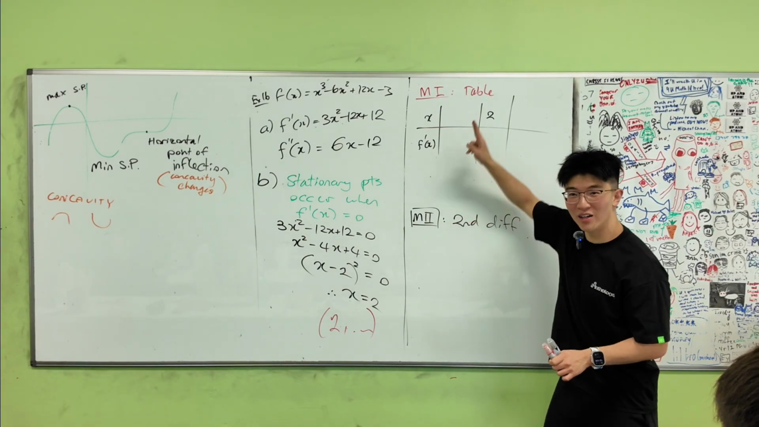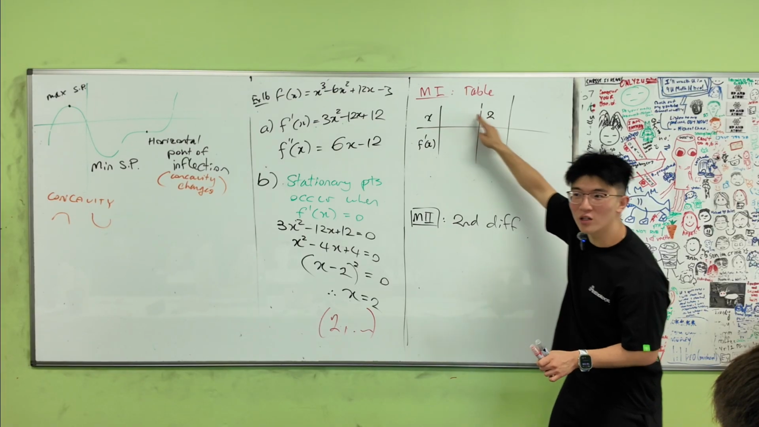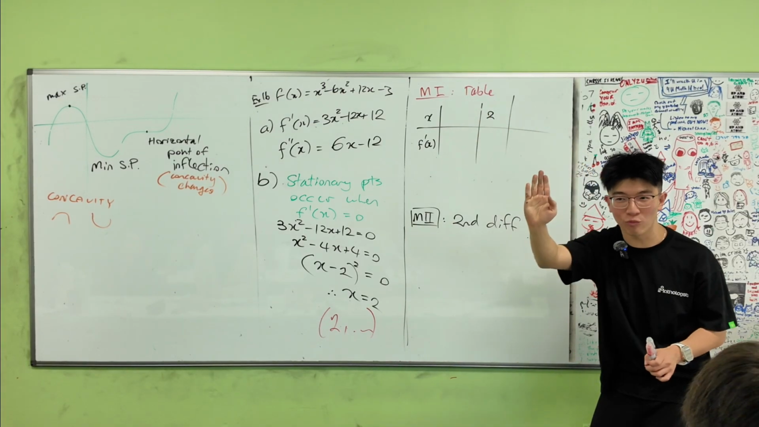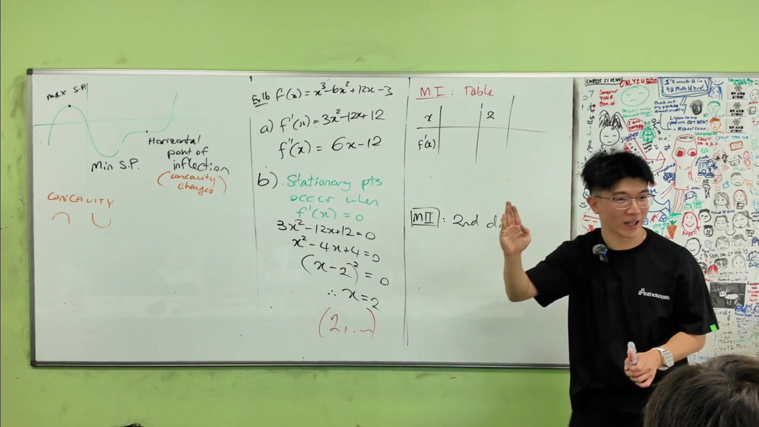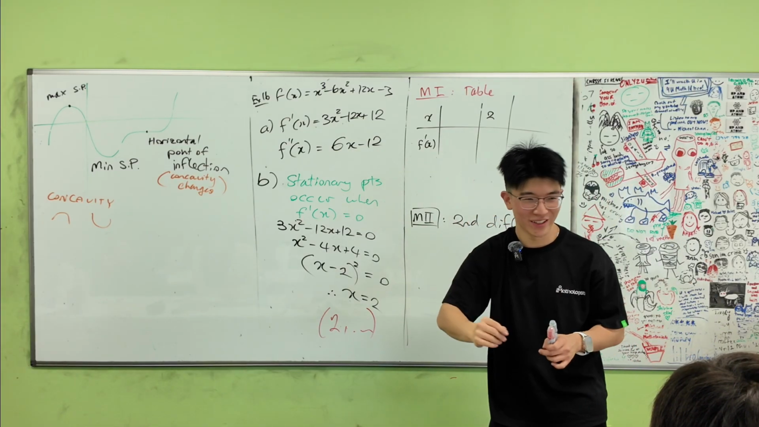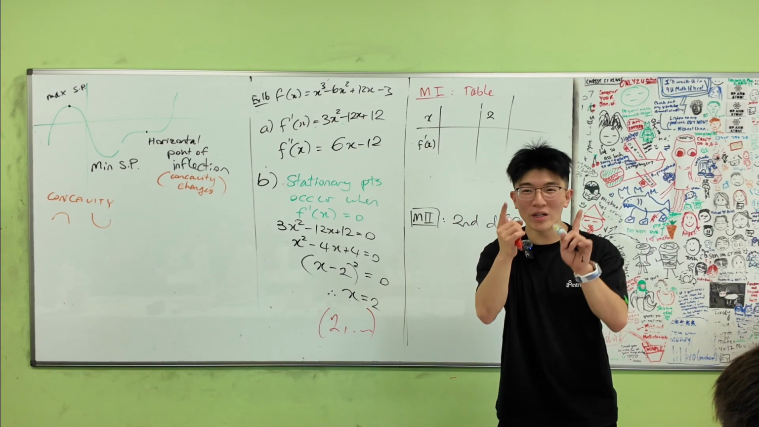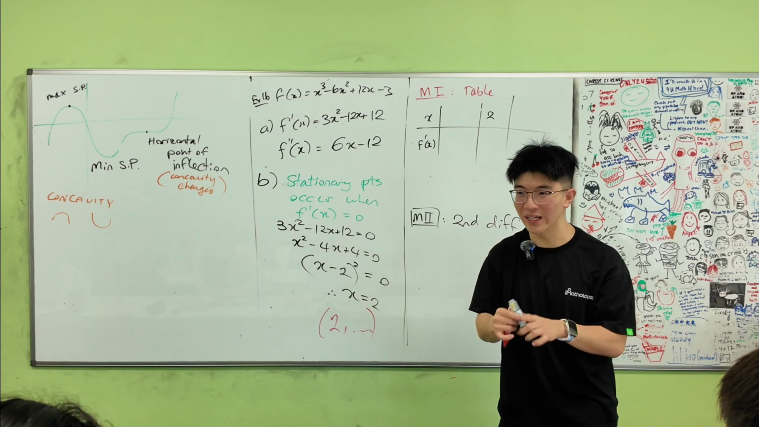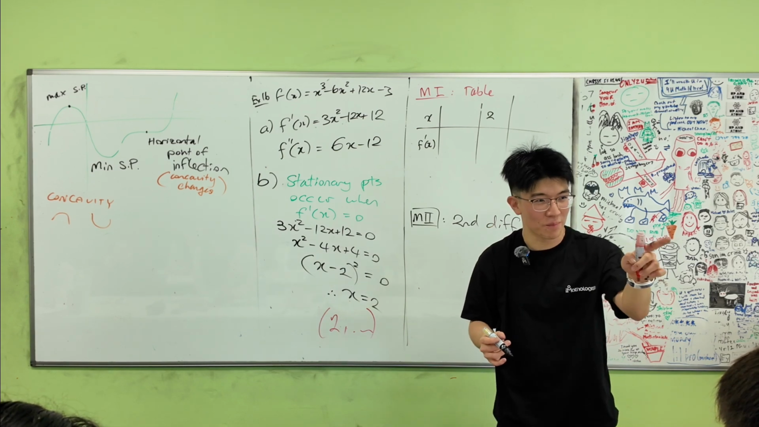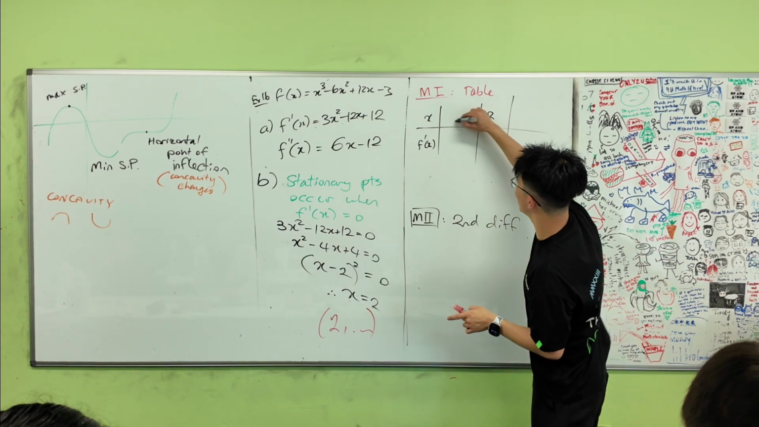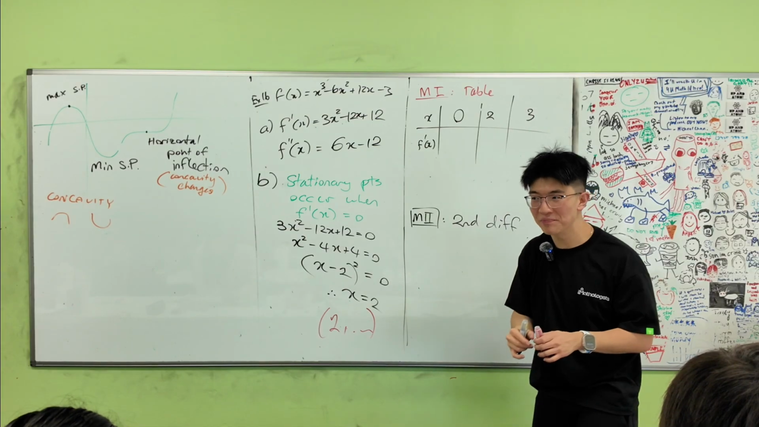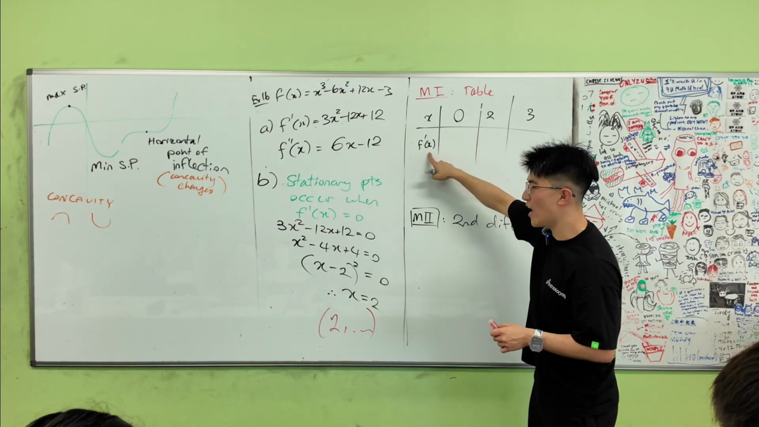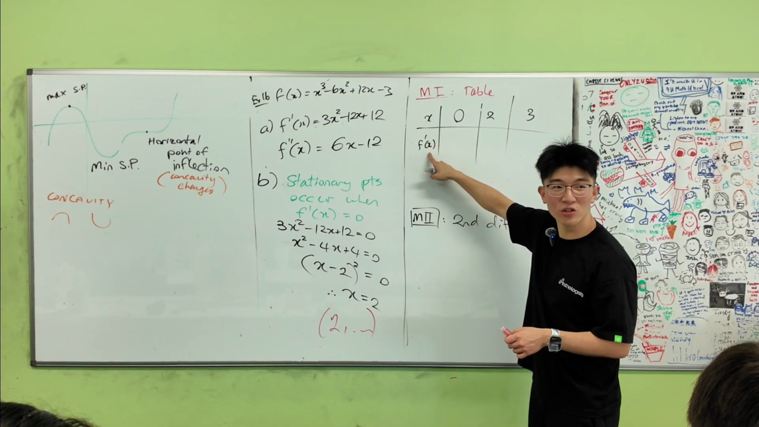With your table, here's what you're going to do. You're going to sub in values that are slightly on the left of 2, slightly on the right of 2. You're just trying to see what happens at 2, okay? You're trying to see that behavior. So what's something on the left of 2 that would be nice to plug in? 1, but also a better number would be 0, because it's just easy. On the right, just do 3, okay? Don't go crazy.